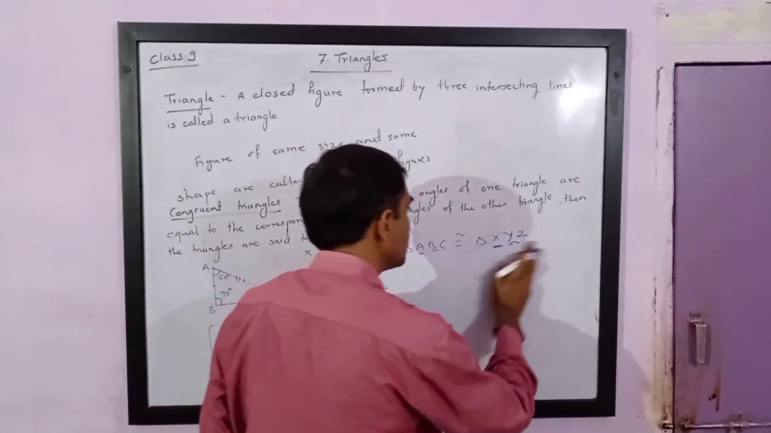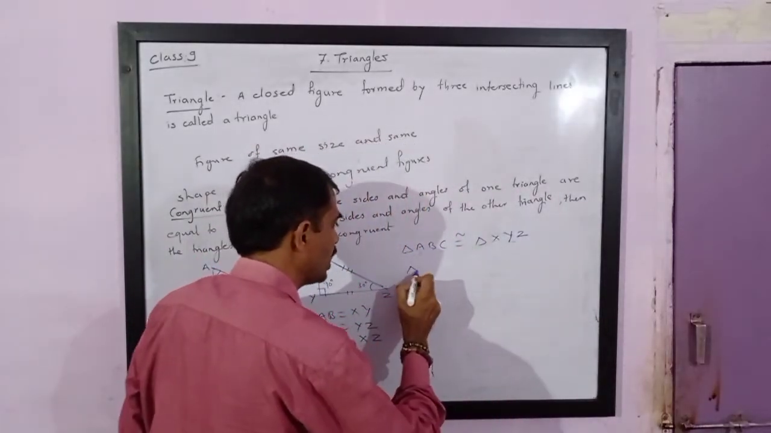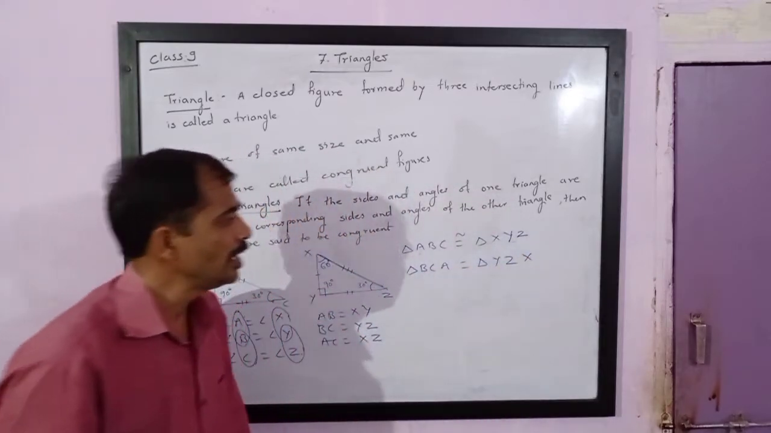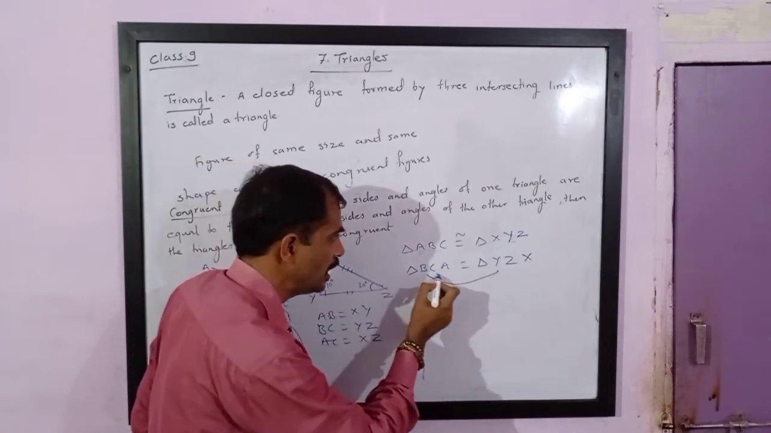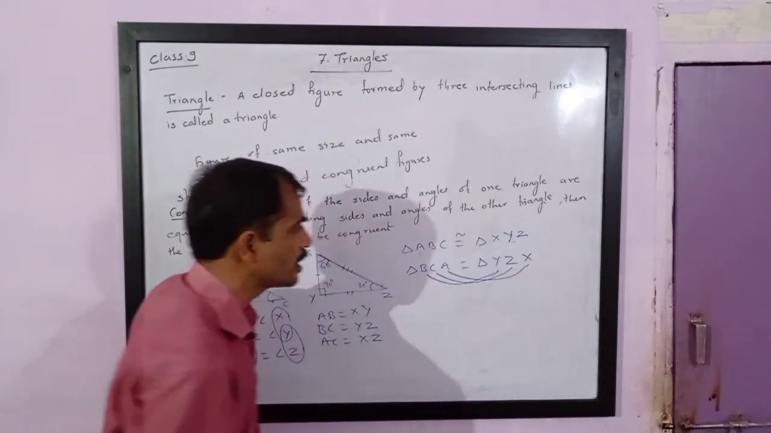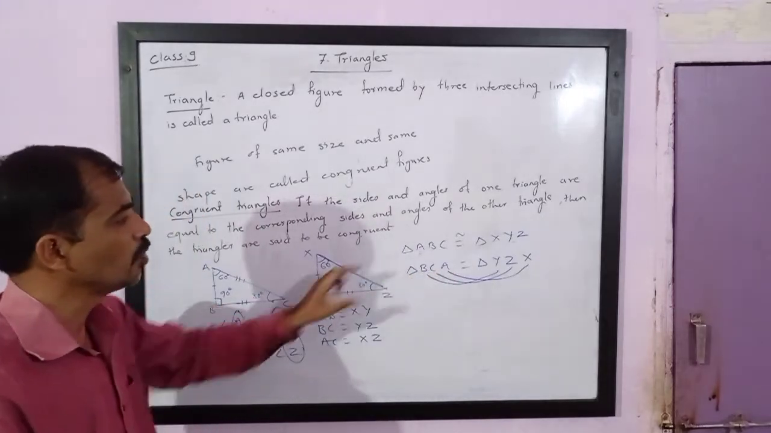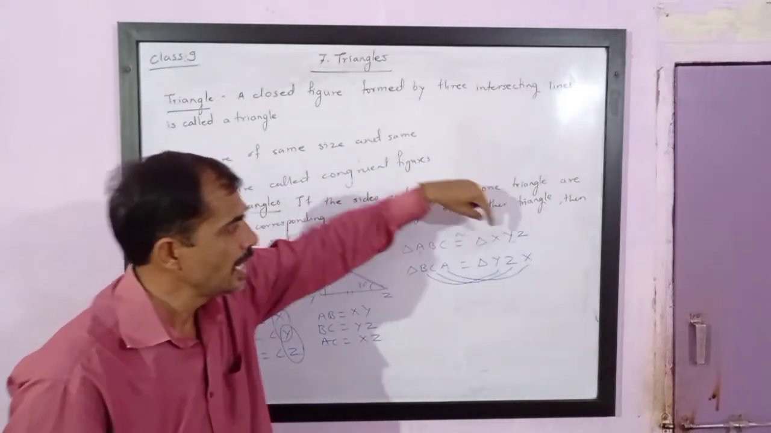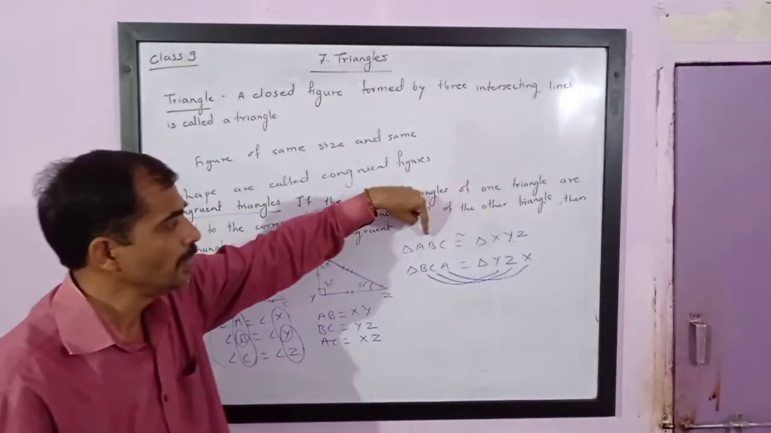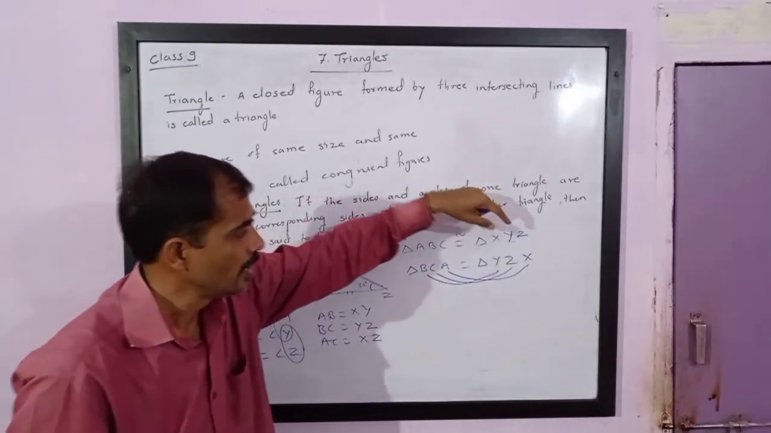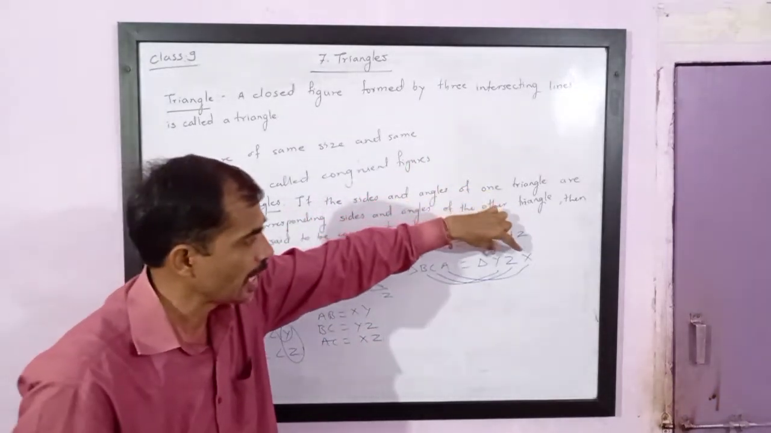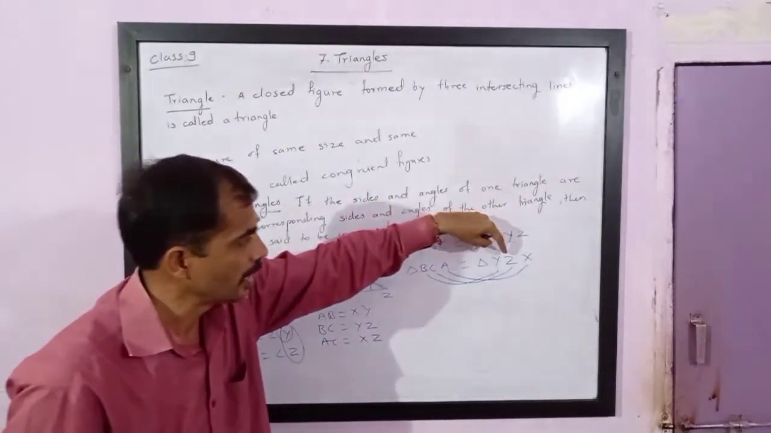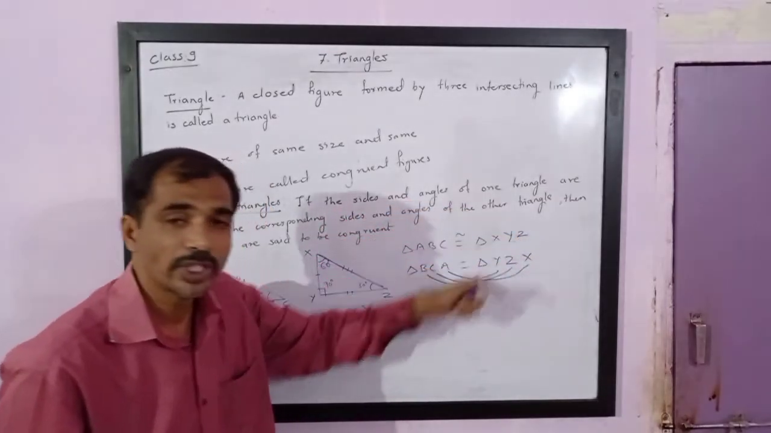Please note, the same can be arranged in a different way. If you write triangle BCA is congruent to triangle YZX, it means B is equal to Y, C is equal to Z, and A is equal to X. So it is again the same condition. When I write ABC is congruent to XYZ, it means A is equal to X, B is equal to Y, C is equal to Z. And if I write triangle BCA congruent to triangle YZX, it means angle B is equal to angle Y, angle C is equal to angle Z, and angle A is equal to angle X, which is true.